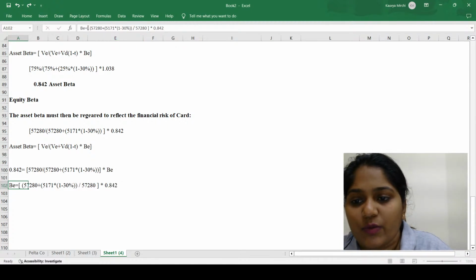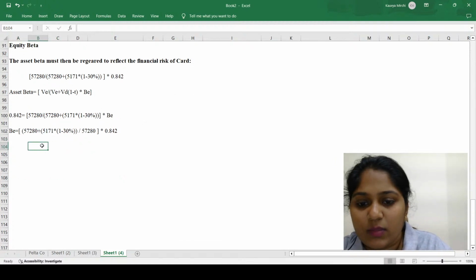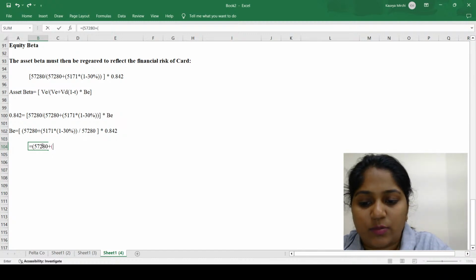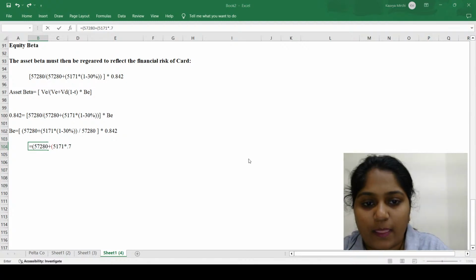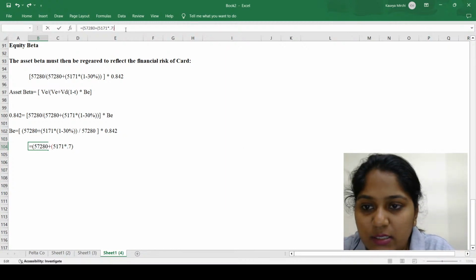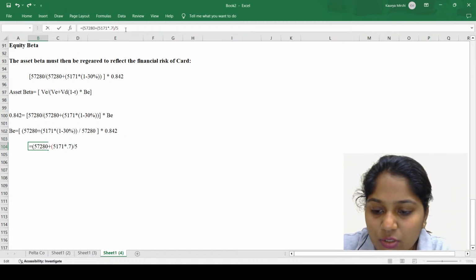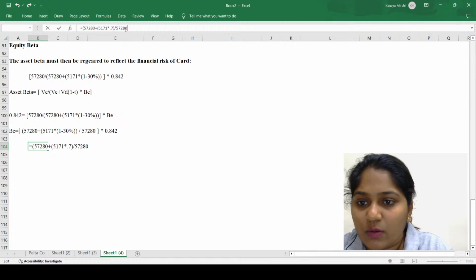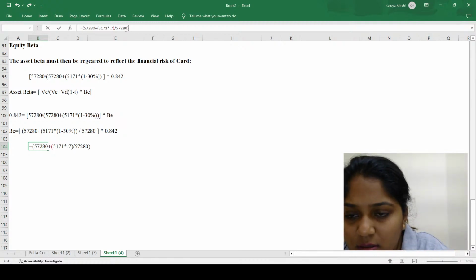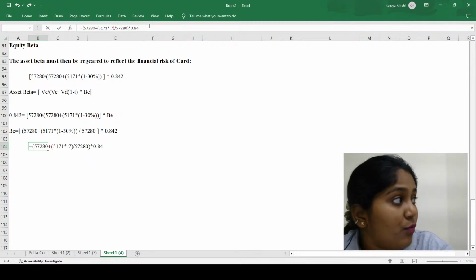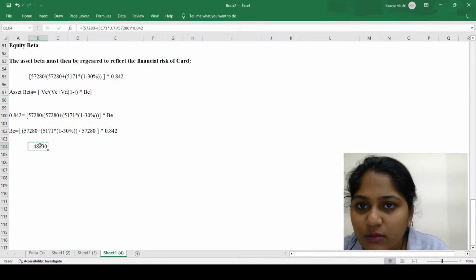So when we do this, how much are we going to get? Let's do that in the Excel, people. So take the bracket 57,280 plus, open the bracket, 5171 multiplied with 0.7, close the bracket, and then I divide by 57,280 again. Now again I'll close the bracket. Okay, am I doing this? No, this multiplied with 0.842. Oh, okay. Oh my god, no.